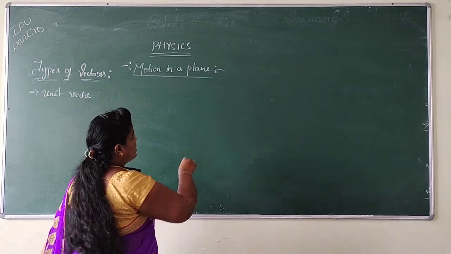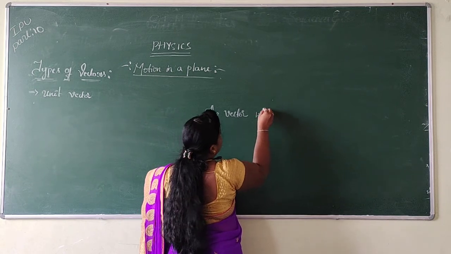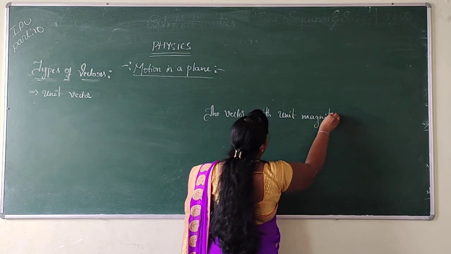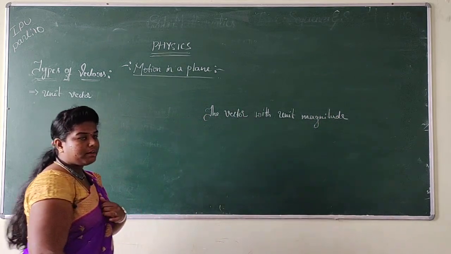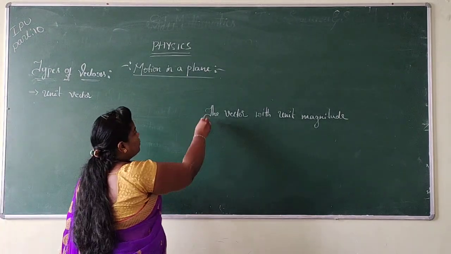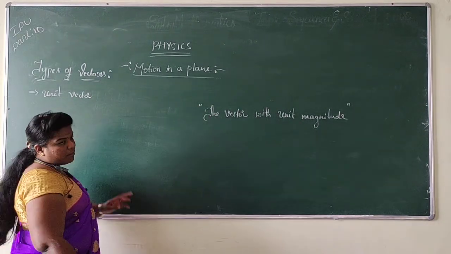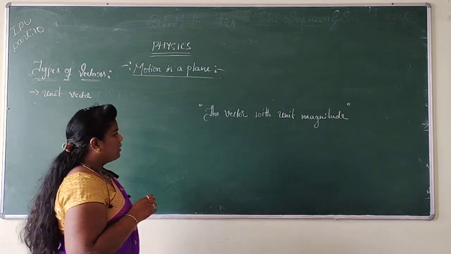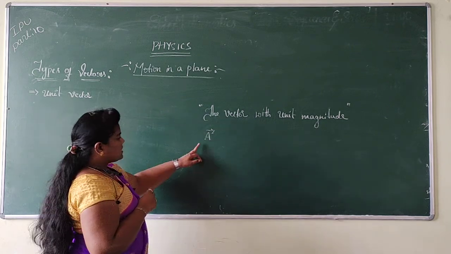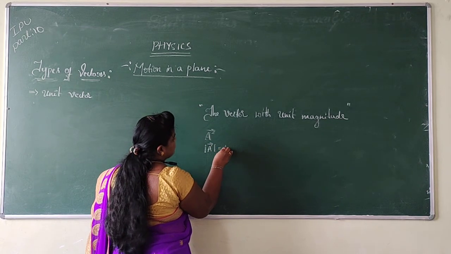Unit vector, see here, the vector with unit magnitude is called unit vector. Keep in your mind, the vector with unit magnitude is called unit vector. It means the magnitude of any vector is equal to 1. Suppose I consider that I have a vector A, then this is said to be a unit vector when the magnitude of this vector is equal to 1.